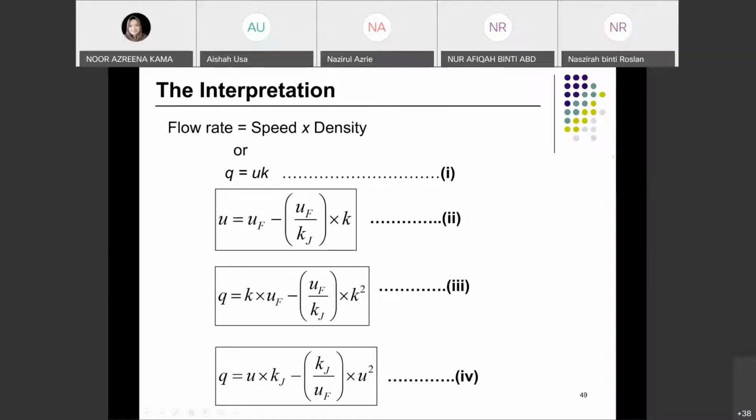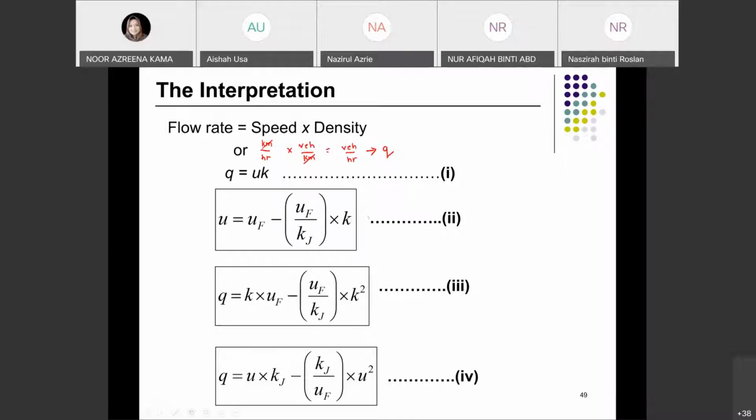Flow rate is Q, speed is U, and density is K. If you look at their units, we know that the unit for speed is kilometer per hour, and the unit for density is vehicle per kilometer. So when we cancel out the kilometer, we get vehicle per hour, and this vehicle per hour is Q. Okay, so that is the first relationship: Q equals UK.